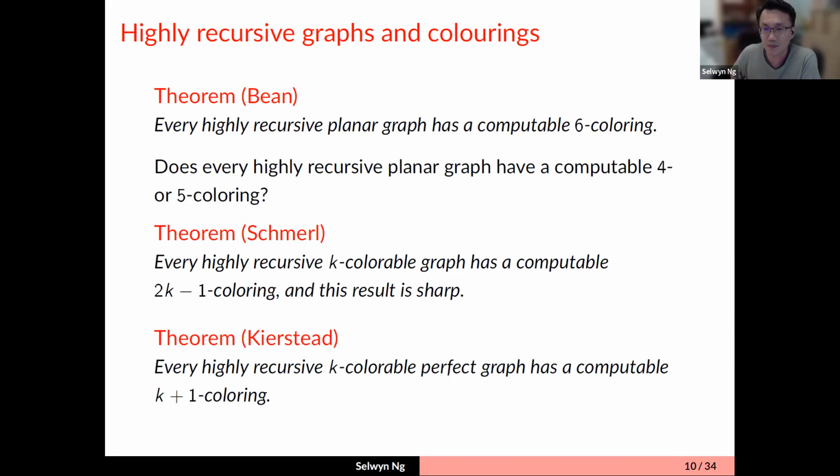In some related work, Schmerl shows that every highly recursive k colorable graph, so if you drop planar but just look at k colorable graphs, has an upper bound: there is always a computable 2k minus 1 coloring, and the result is sharp. And Kierstead shows that for every highly recursive k colorable graph, if you add in the assumption of perfect, where a graph is perfect if every finite subgraph can be colored with the smallest number of colors possible, there is a computable k plus 1 coloring. So you can go from k to k plus 1 if you assume that your graph is perfect.